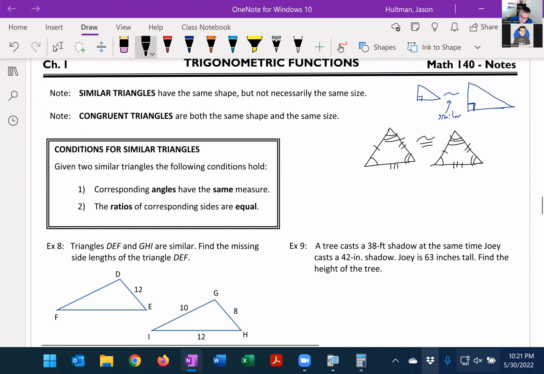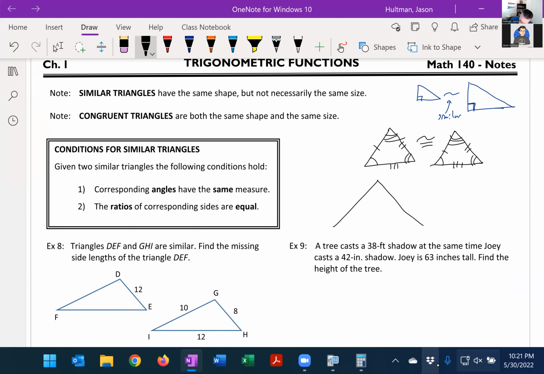Okay. Conditions for similar triangles. Given 2 similar triangles, the following conditions hold. Corresponding angles have the same measure. The ratios of corresponding sides are equal. So corresponding angles have the same measure in a triangle.